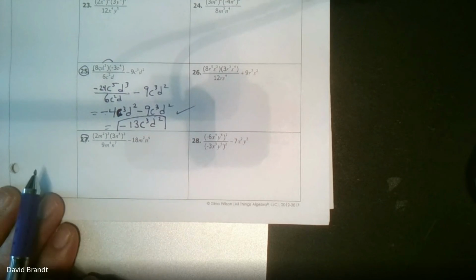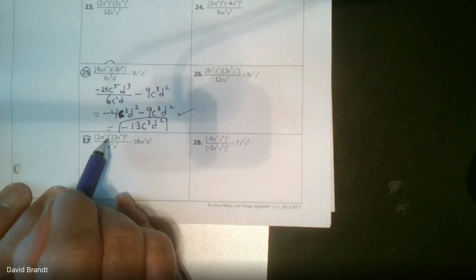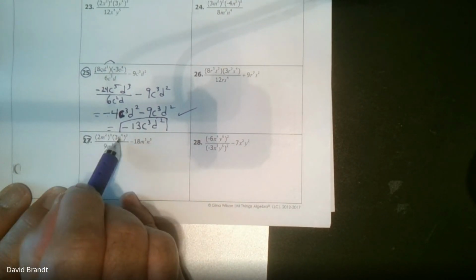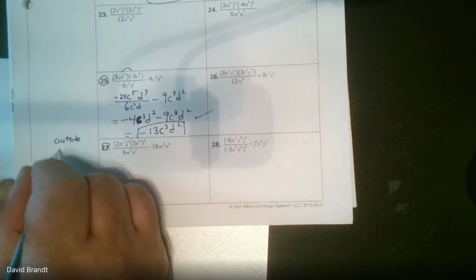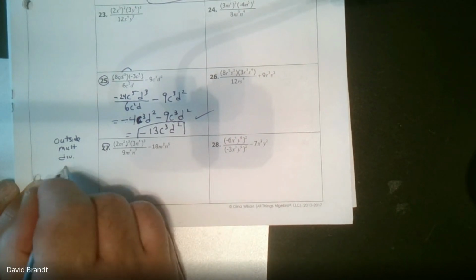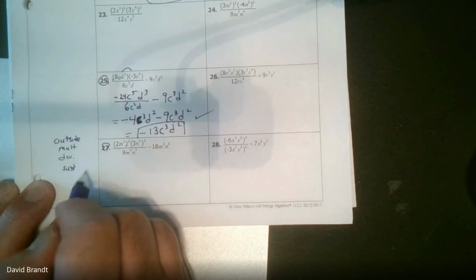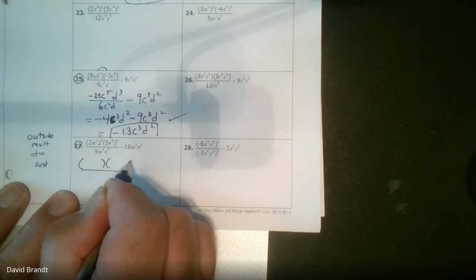Okay. Now, number 27. This one's really complicated. In fact, let's stick with number 27. You've got outside exponents. You've got to do those first. Then you multiply, then divide, then subtract. So do the outside exponents first, then multiply, then divide, then subtract, and that's only if they're like terms. So that's the order. Now let's do the outside exponents first. I'm going to keep the parentheses because I still have to multiply.